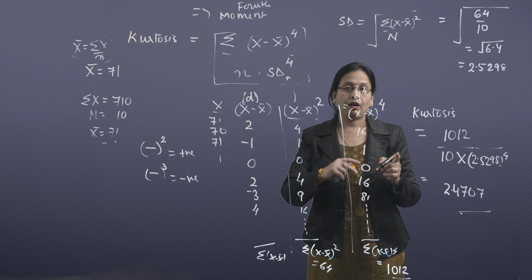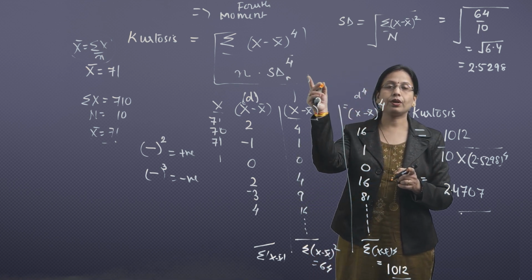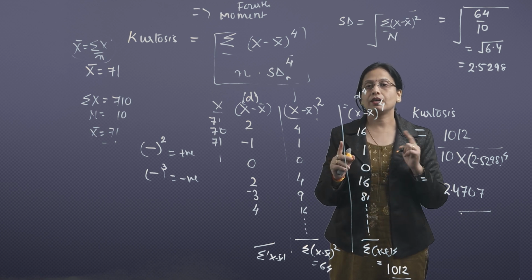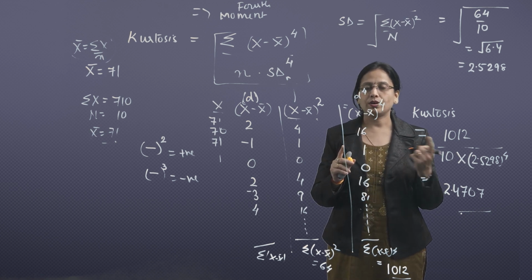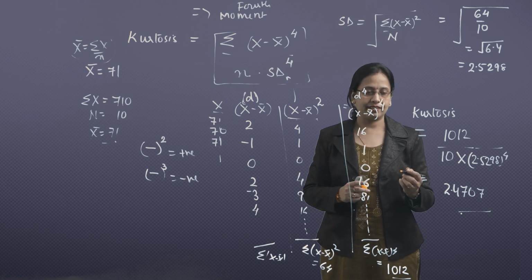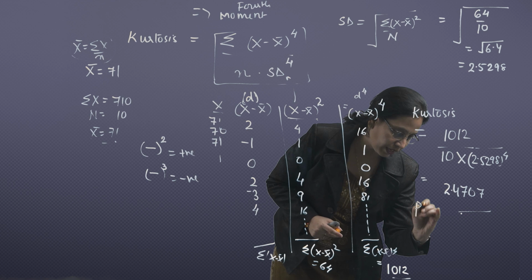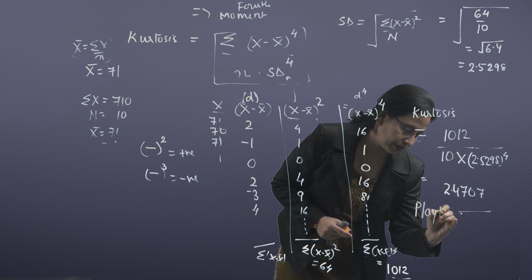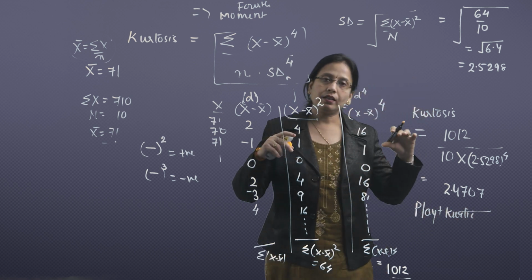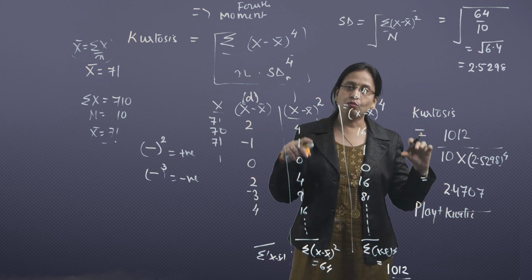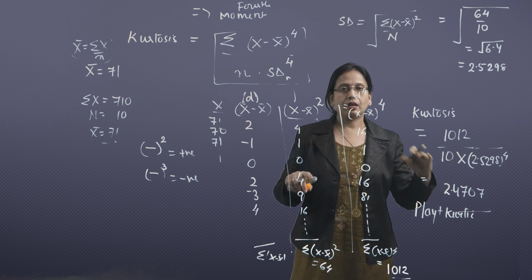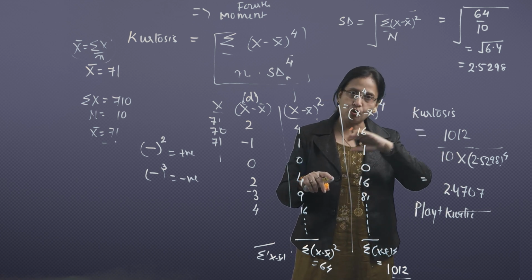Now, just recall what we started. If the kurtosis of the given data comes out less than 3, what will I call it? Negative kurtosis or platykurtic. So I would say platykurtic. Platykurtic means the tails are heavy, more observations are there in the tails, and the peak is flatter. It is a flatter curve.